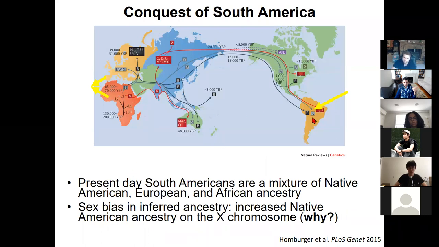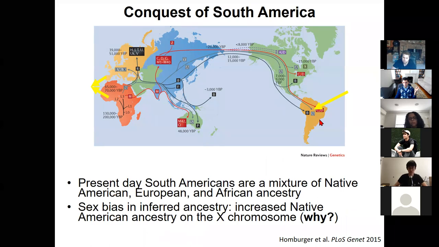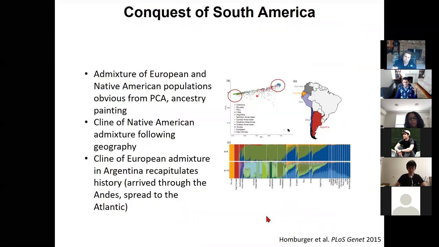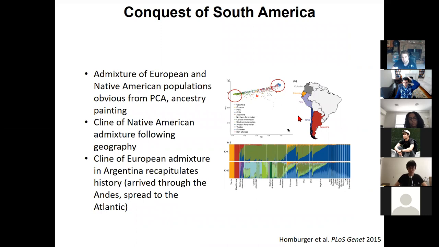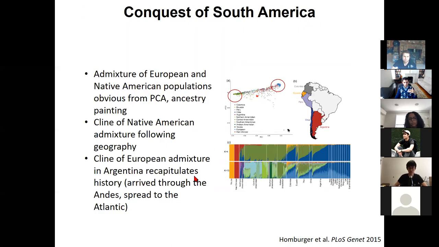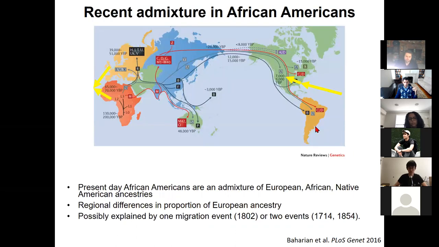If you look at South America, you see this wave of migrations with a sex bias on the X chromosome, because the subsequent waves of migration were more likely to maintain the females of that population rather than the males, leading to an increased Native American ancestry on the X chromosome. You see this history of migration again with the same gradient of admixture. And if you look at, for example, Argentina, you see that the European influence starts from the Andes and goes towards the Atlantic rather than the other way around, because of the history of the migrations.